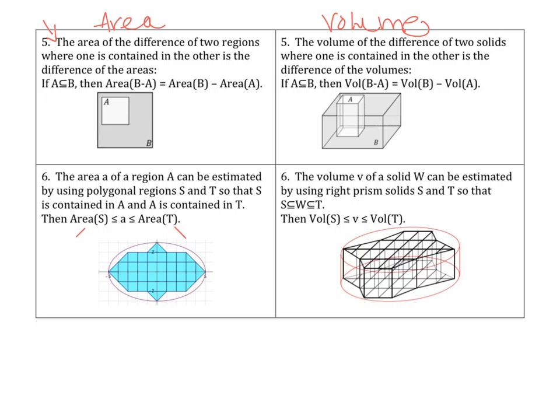Number 5 for volume. The volume of the difference of 2 solids where one is contained in the other is the difference of the volumes, as you can see here. And number 6, the volume V of a solid W can be estimated by using the right prism solids S and T so that we have the inequality, the volume of your lower approximation is less than or equal to the actual volume, which is less than or equal to the upper approximation.